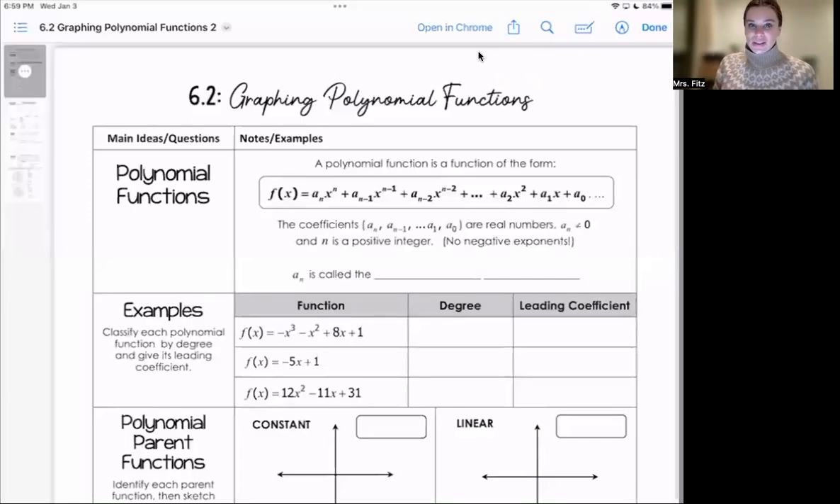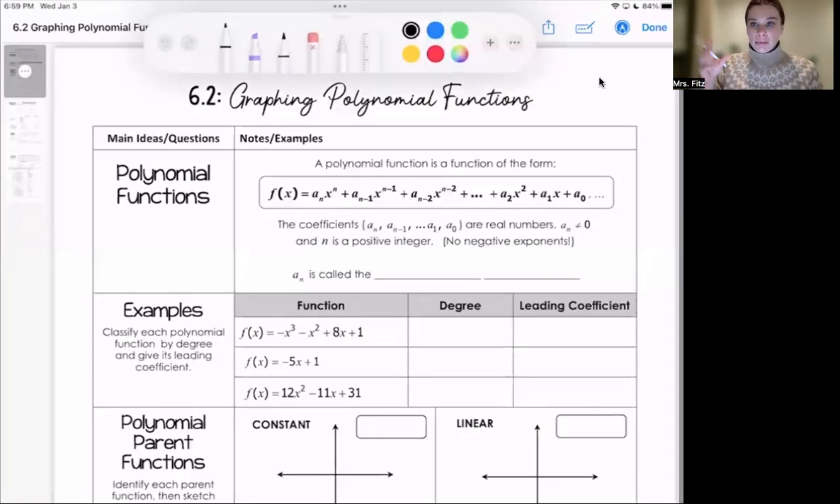Hi everyone. So today we're going to be talking about graphing polynomial functions. And so let's start with basically talking about a couple of key vocabulary words before we get into the actual graphs themselves.